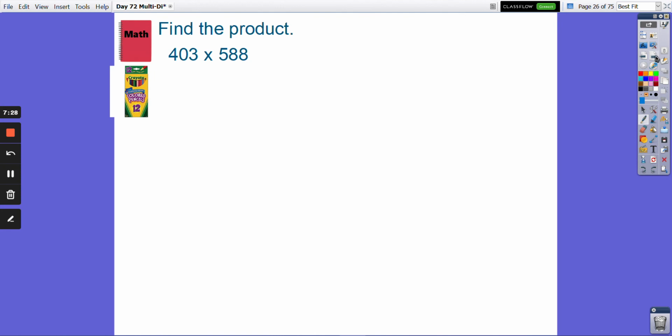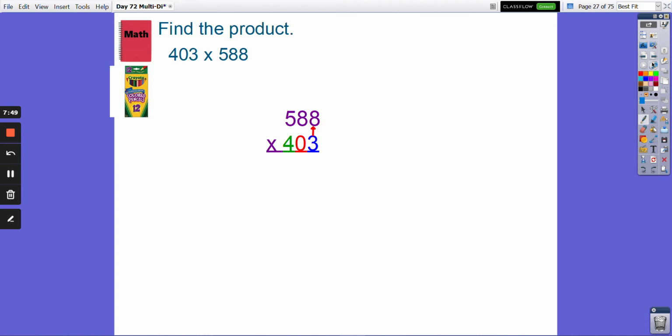Okay, here we go. Find the product. Ooh, we have a 3-digit number multiplied by a 3-digit number. I normally like writing the number with the greatest value on top if they have the same amount of digits. So let's go ahead and write 588 on top and 403 on the bottom.